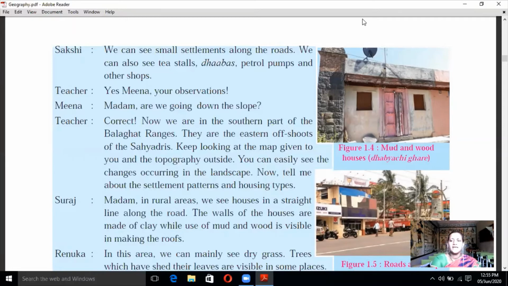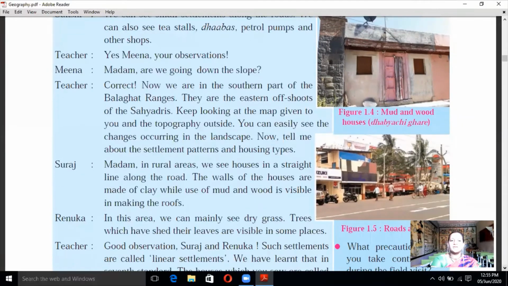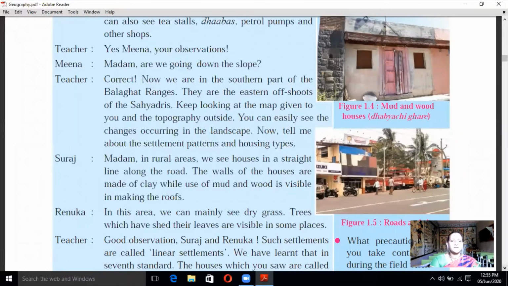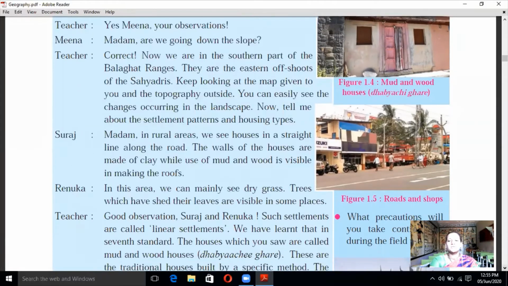Again, they are observing their scenes with their teacher, and they are enjoying their field visit with their classmates. At that time, Suraj saw that in rural areas houses are in a straight manner, and the house makers use simple things to build their houses. At that moment, the students also saw dry grasses, and trees which have shed their leaves are visible in some places.